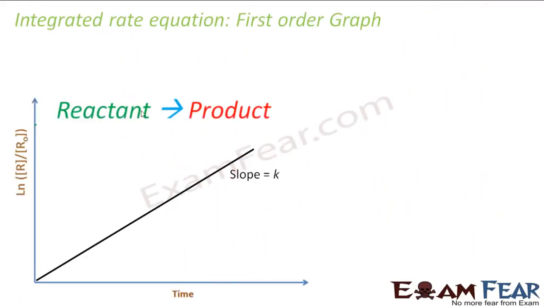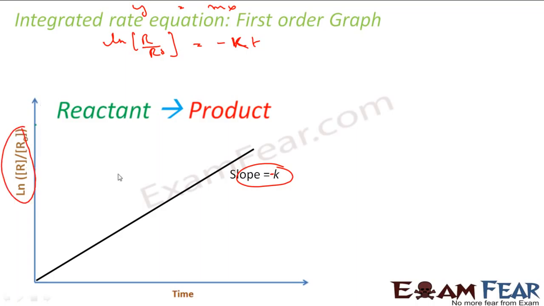Okay, now let's plot the graph. So the equation which we had was ln R by R naught is equal to minus kt. Correct. If you compare this with y is equal to mx, slope is minus k. And this becomes y, ln R by R naught, and t becomes x. You get this kind of graph. Correct.